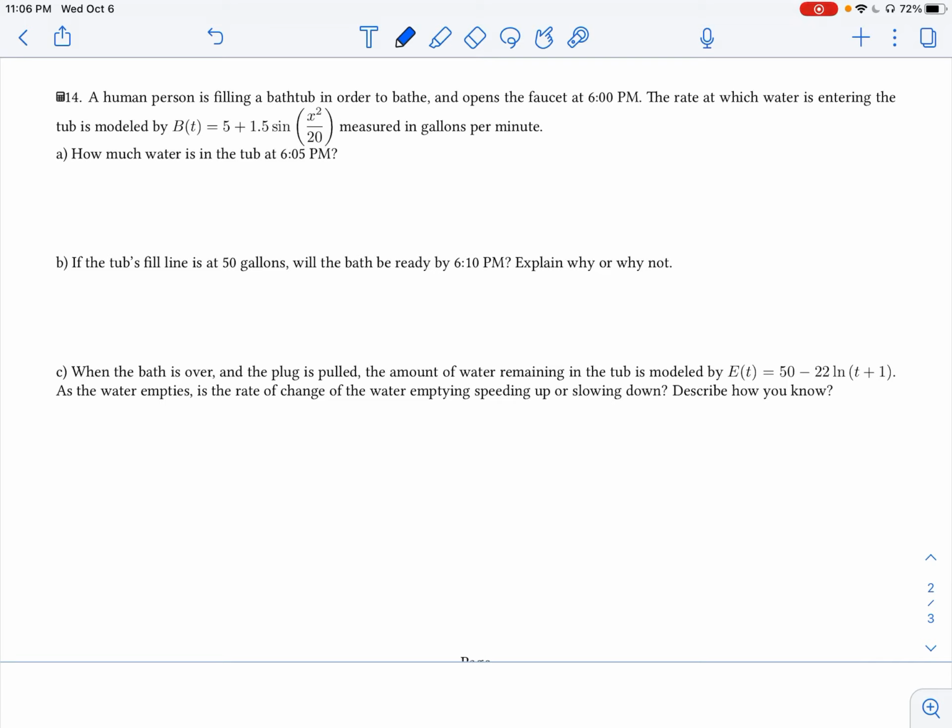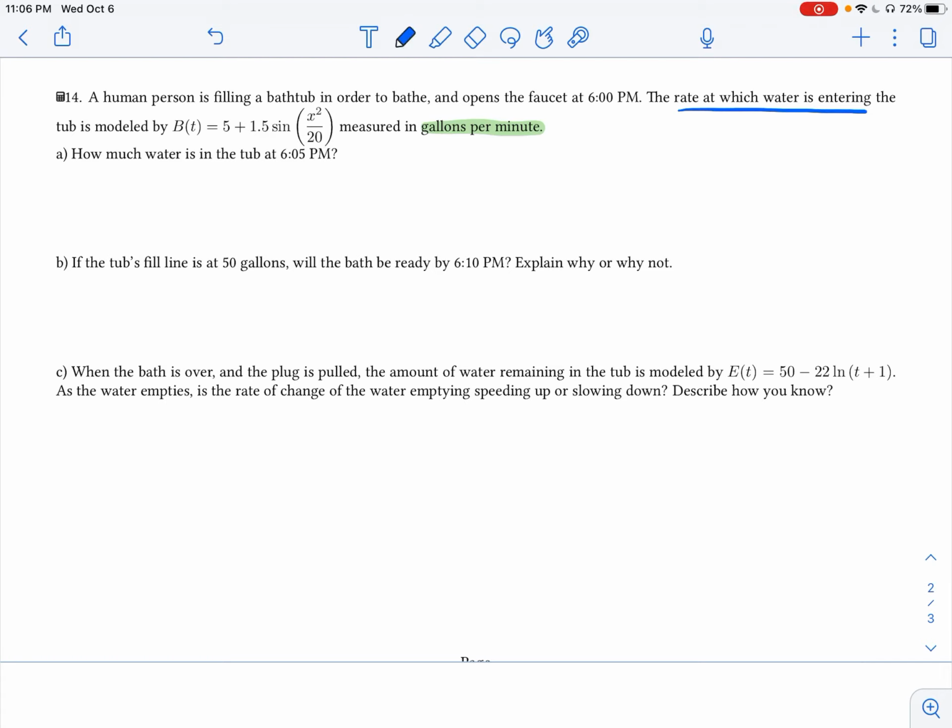A human is filling a bathtub and opens the faucet at 6 p.m. The rate at which the water is entering the tub is modeled by this function b of t. So make sure we understand b of t is giving us the rate at which the water is entering the tub. And the unit is going to be gallons per minute. So first question, how much water is in the tub at 6:05?